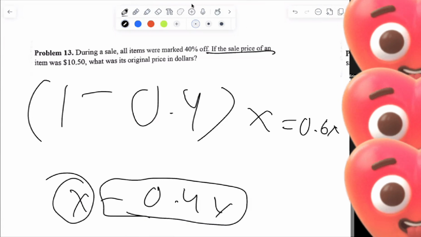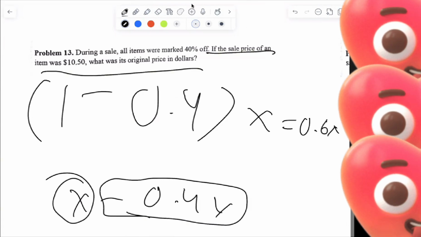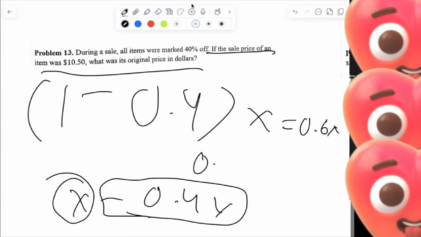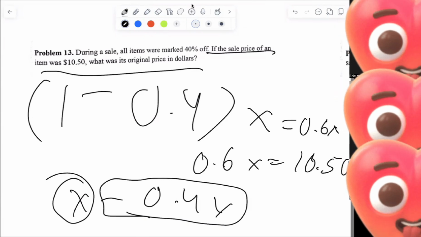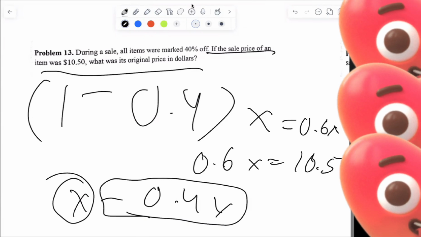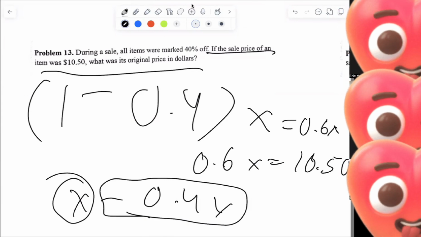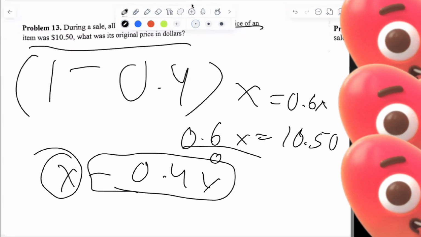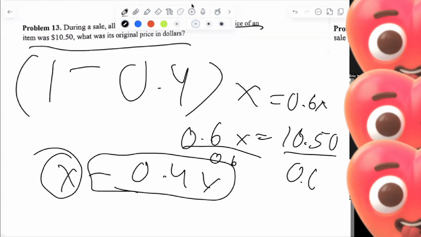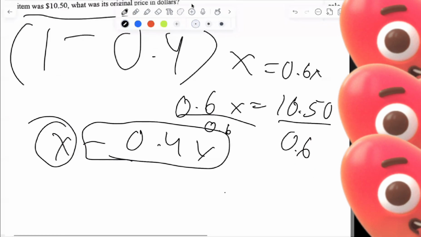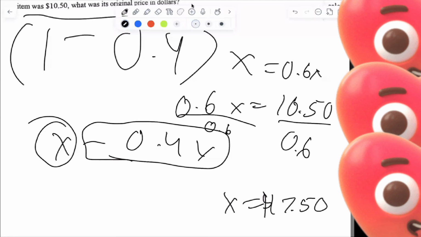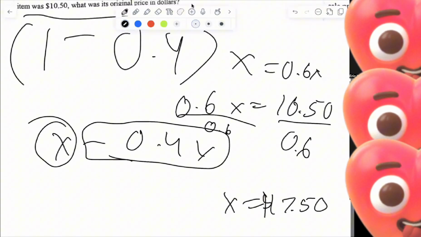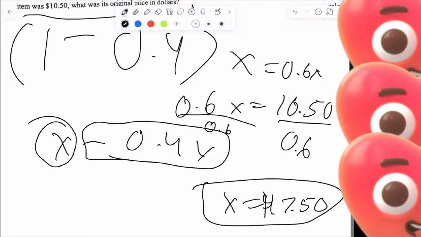Now it says the sale price of an item is $10.50. So 0.6x is equal to $10.50. The sale price is what you get after the discounts and taxes, and there's no tax in this case. We just divide by 0.6, and this gives you x equal to $17.50, not $18. So the answer is $17.50.